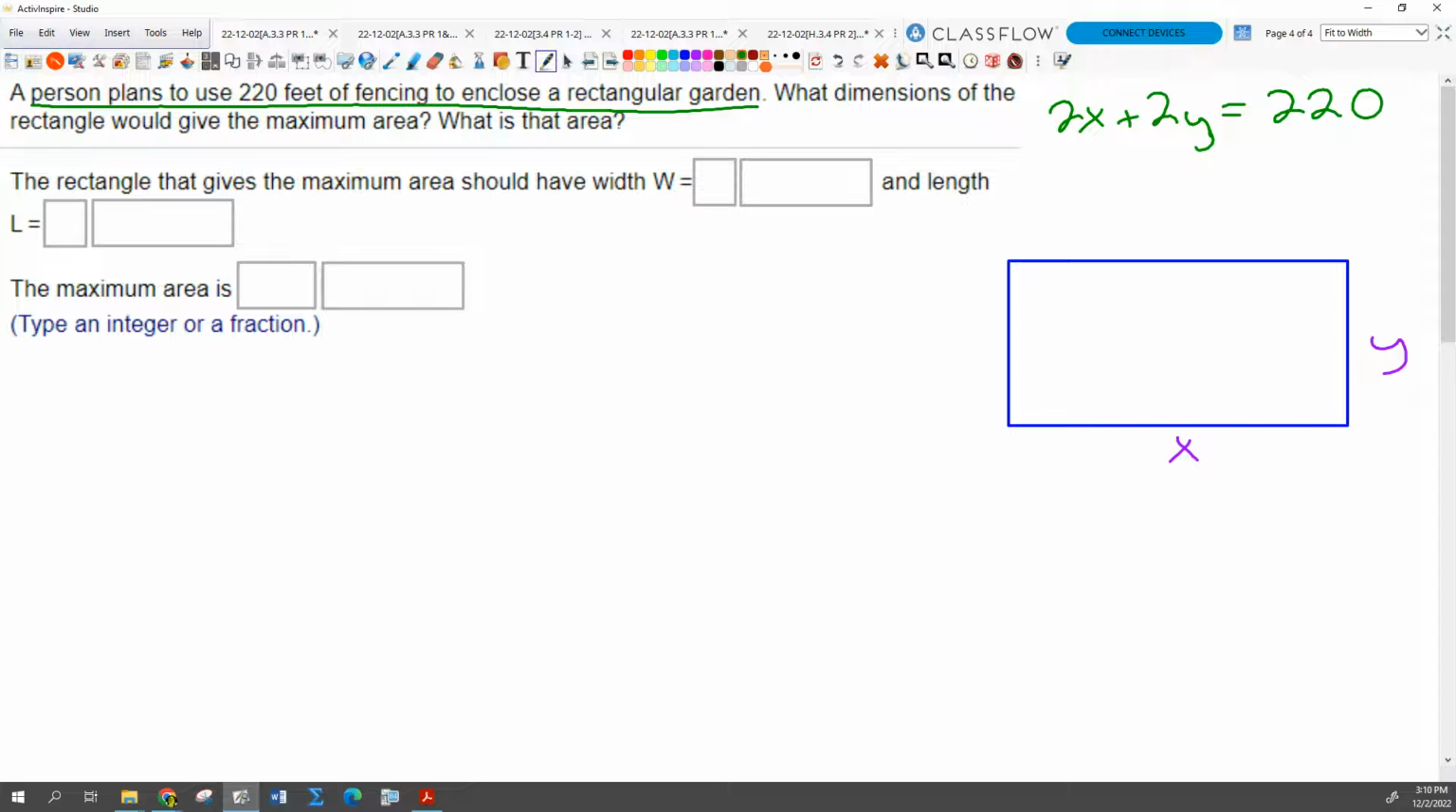Area. We're trying to maximize area, right? So we're going to need some area function. How do you calculate the area of a rectangle? X times y. Okay, so the problem here is, look, our output area is a function of 2 input variables. That's not good. So we need to make a substitution.